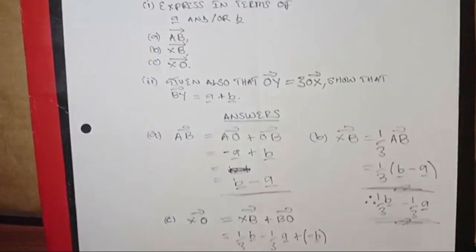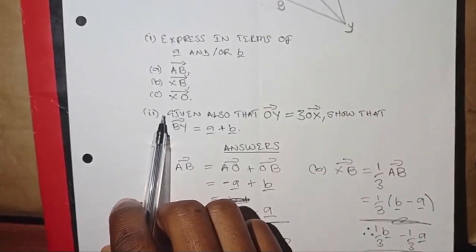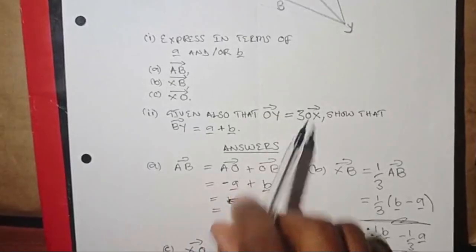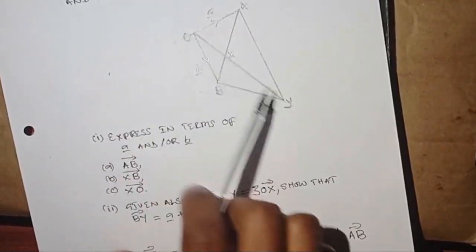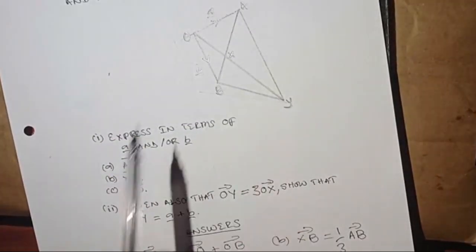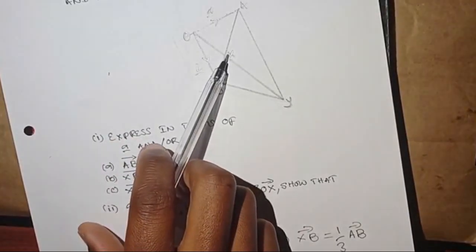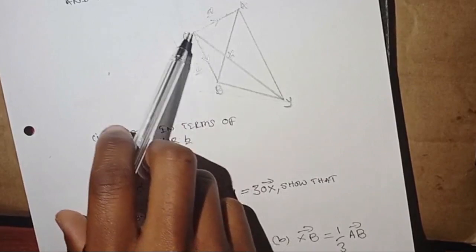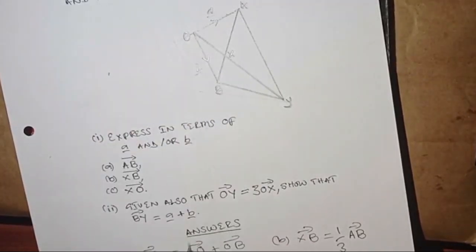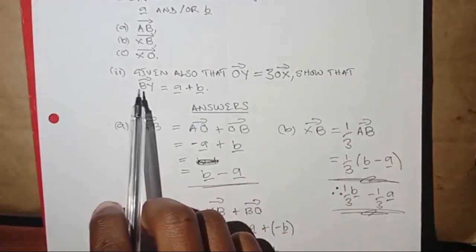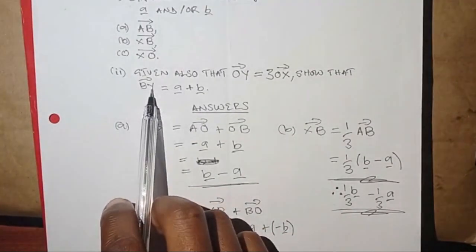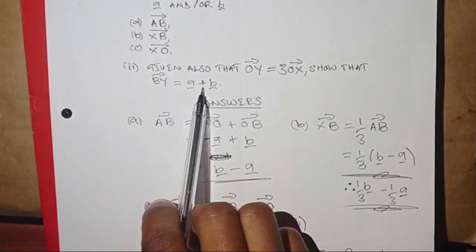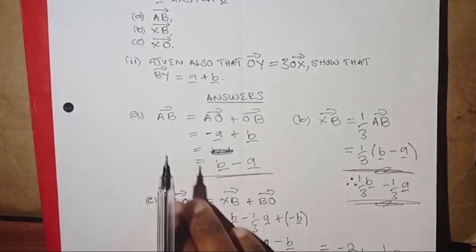So let us look at the last part, okay? It says that given also that OY equals 3OX, as you can see, OY is equal to 3OX. It's like this OX times 3. So when you get this length multiplied by 3, it gives you this entire length, OY. That's what they mean. We should show that BY equals A plus B. So that's what we are going to show.